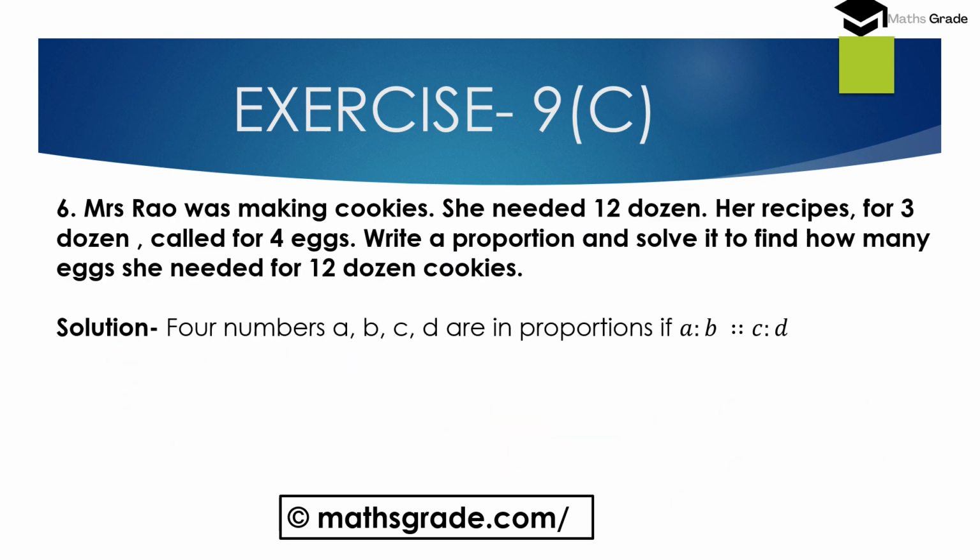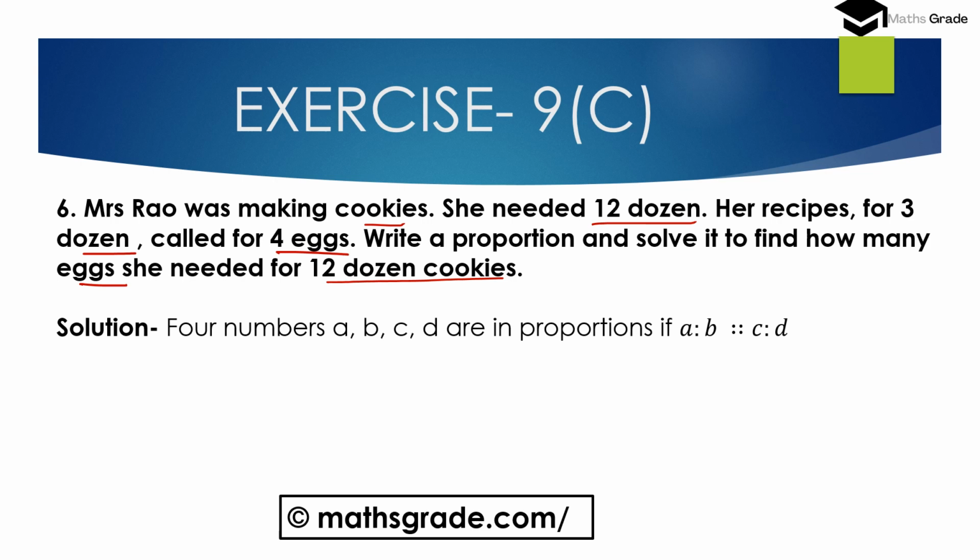Now we will solve question number 6. Mrs. Rao was making cookies. She needed 12 dozen. Her recipe for 3 dozen called for 4 eggs. Write a proportion and solve it to find how many eggs she needed for 12 dozen cookies. For the recipe she needed 3 dozen cookies for 4 eggs. We have to find out how many eggs she needed for 12 dozen cookies.